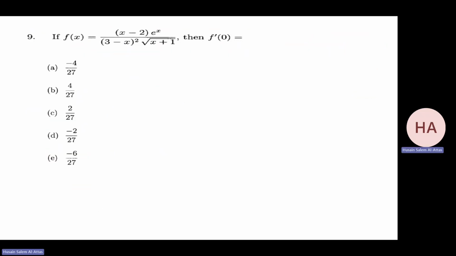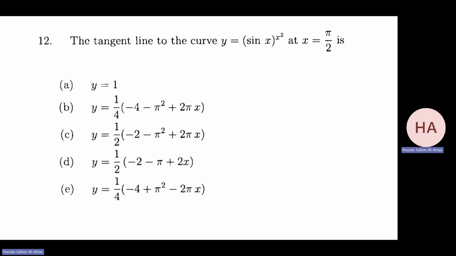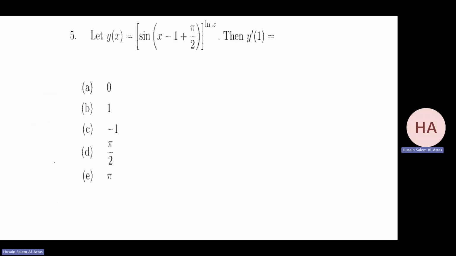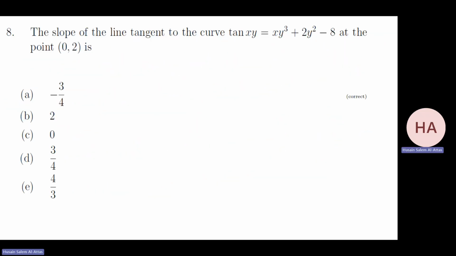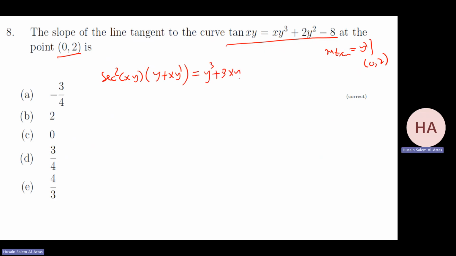Now we'll go to some more old exams. The slope of the line tangent to the curve. I think the idea is very clear, but now we are doing more examples. M tangent is y' at this point. Calculation: that will be secant squared of xy times (y plus xy') equals y cubed plus 3xy squared y' plus 4y'. That's it.